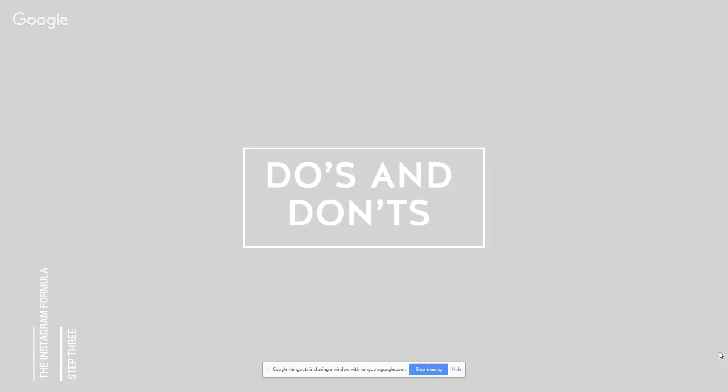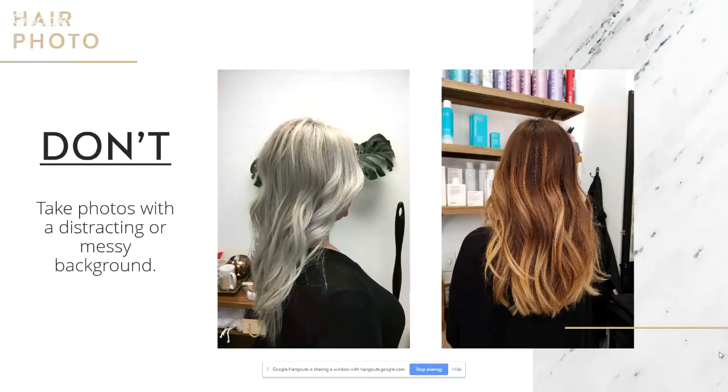The first don't is don't take a photo with a distracting or messy background. You can see here, in the first photo, she's got these leaves hanging out of her face and the broom's kind of sticking up, kind of funky. We have some coffee cups in the background. It's not terribly distracting, but you're surely not looking at her hair in this photo, right? You're kind of wondering what the heck's going on. The other one, we've got a bunch of products in the background. This is just not very visually appealing.